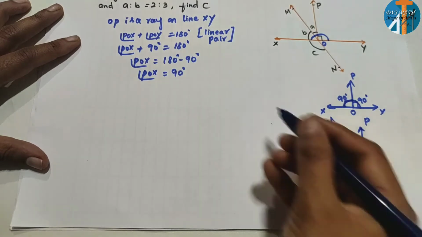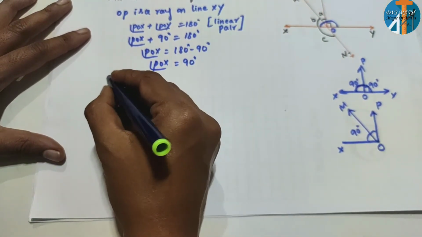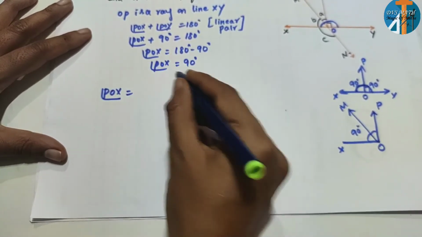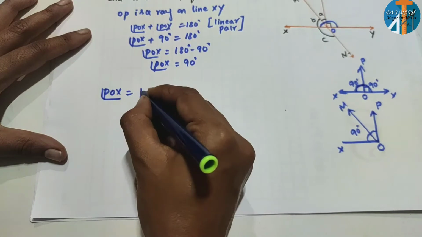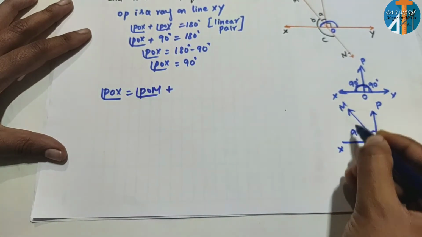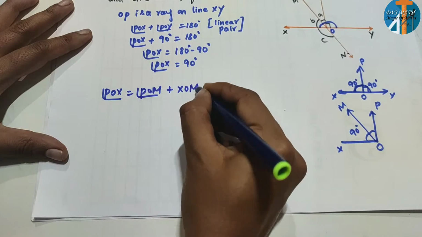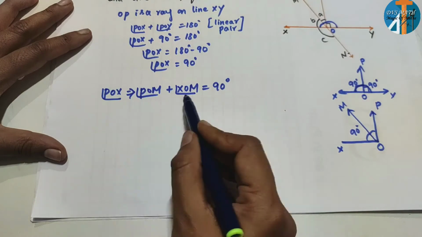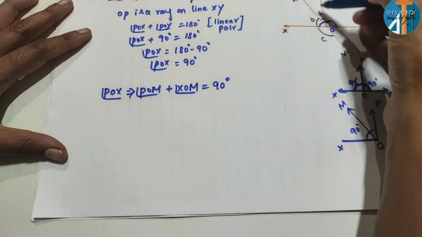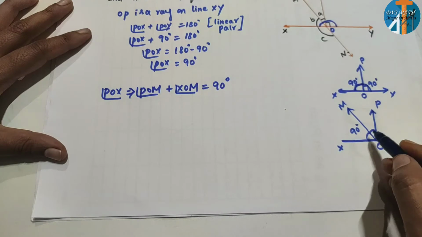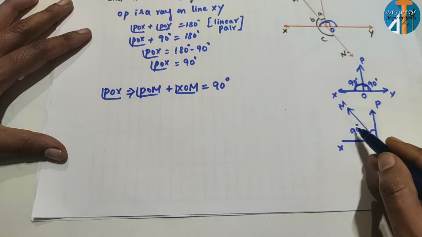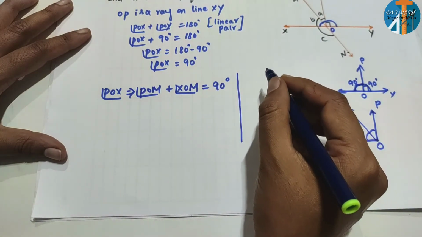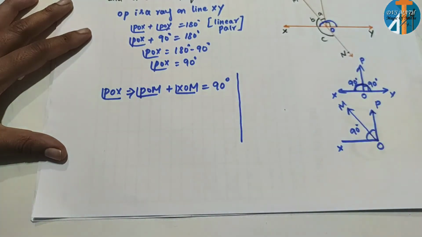So here also, if I consider like this, now in this case POX can be written as POM plus XOM is equal to 90 degrees. So this POX can be written like this, right? Because in between this we have another ray. So the sum of these two angles will be equal to 90 degrees. So now here, what they have given, observe carefully, this A is to B.